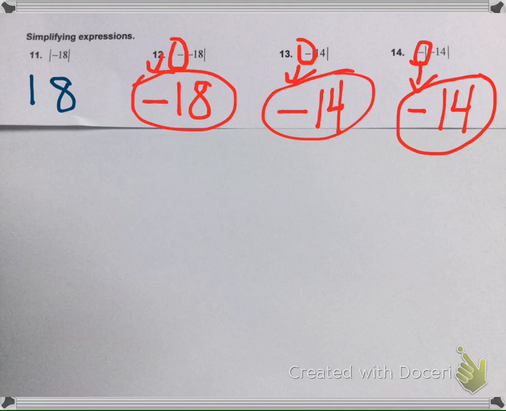Okay, so sometimes people say, well, with absolute value, you'll never have a negative answer. Well, you will if you have a negative symbol in front of your absolute value sign. Okay, find the absolute value of the number and bring down your negative symbol, and that's it.